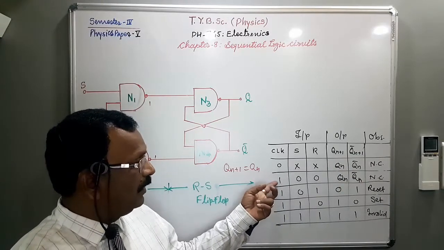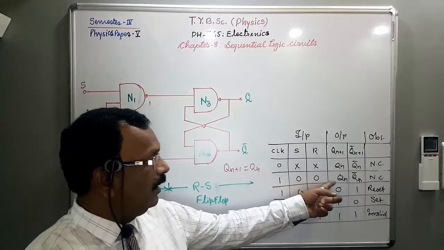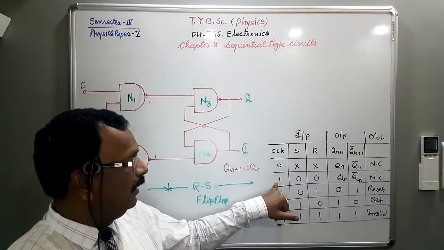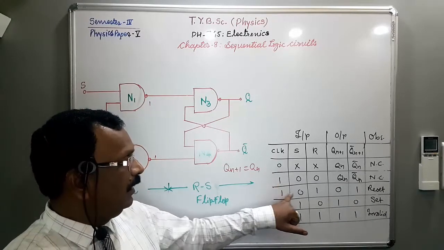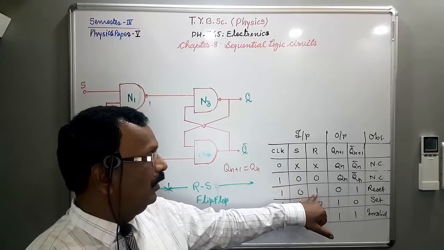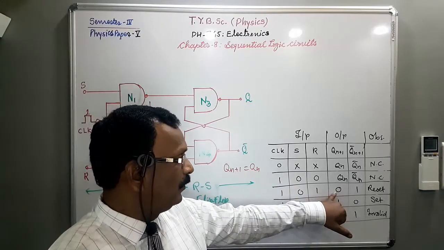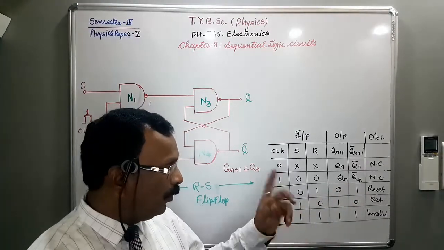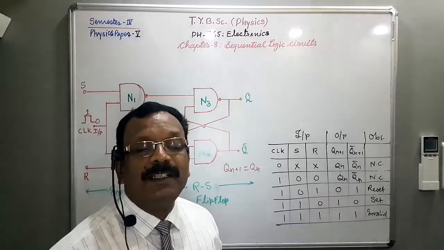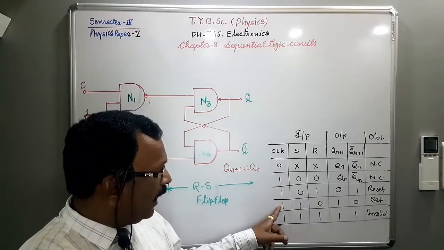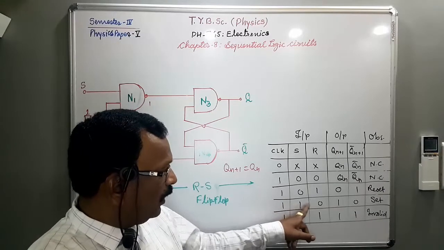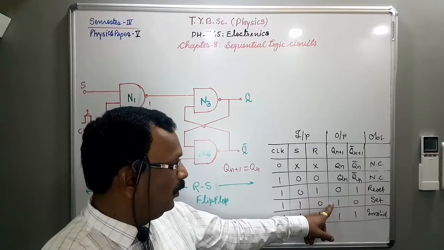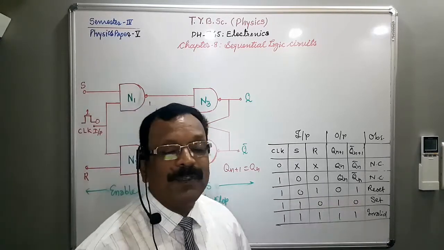When the clock pulse is logically high and there is no S and R input, the same thing happens, there is no change. But when the clock pulse is logically high, S is equal to 0 and R is equal to 1, Q is equal to 0 and Q bar is 1, then the flip-flop is reset. And when the clock pulse is high, S is equal to 1 and R is equal to 0, then obviously Q is equal to 1 and its complement is 0, and the flip-flop is set.